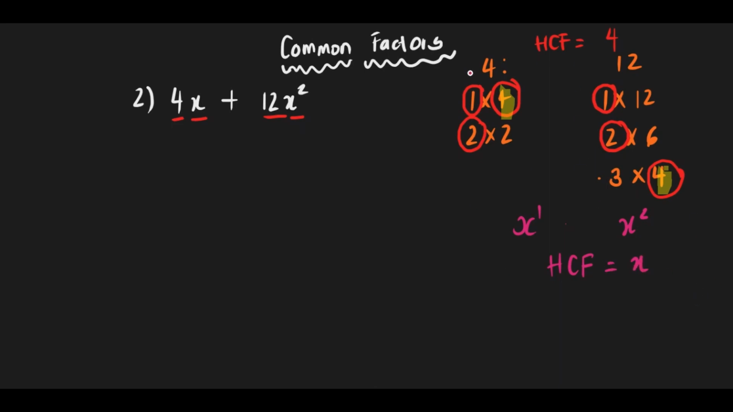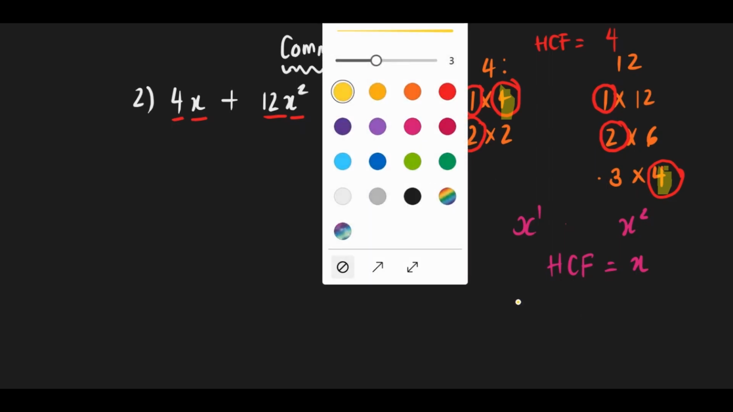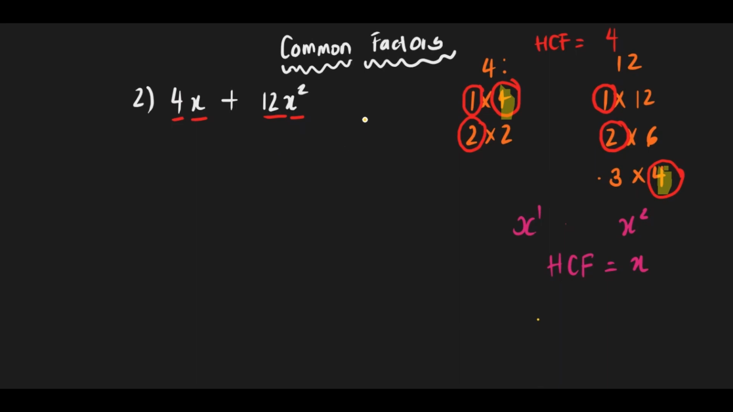So now to find our highest common factor for the whole thing, I'm going to write it in another color, which is yellow. Our highest common factor for this whole thing is going to be this one multiplied by this one.